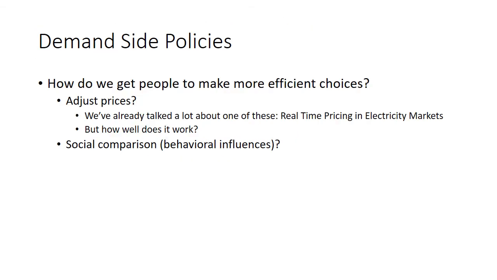Demand-side policies are another way we could reduce emissions or electricity or water consumption. The idea here is, how do we get people to make more efficient choices? Well, we have 2 options. We can adjust prices. We've already talked a lot about one of these, real-time pricing in electricity markets. The question is, how well does this work? And the other option is social comparison. So we can rely on behavioral economics to give us some insights here.